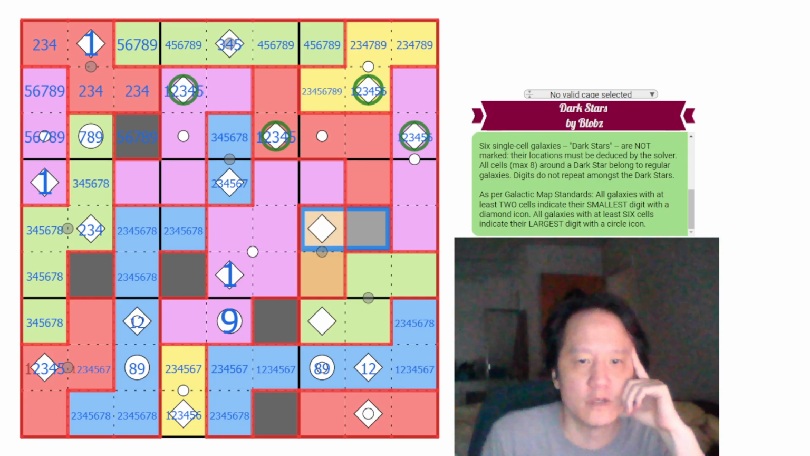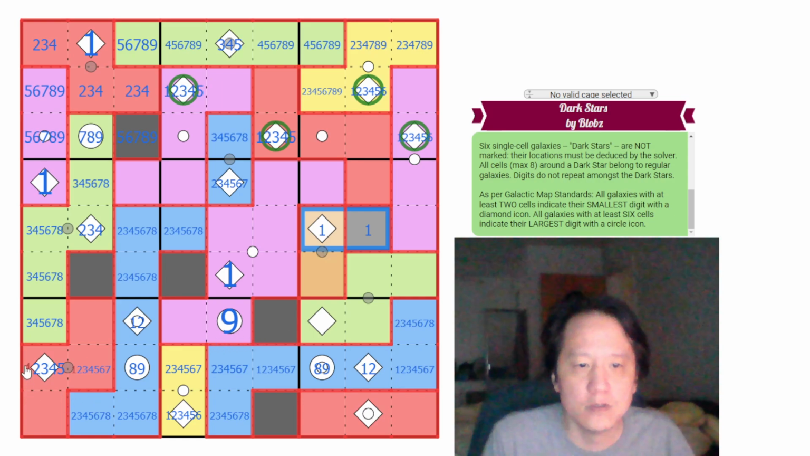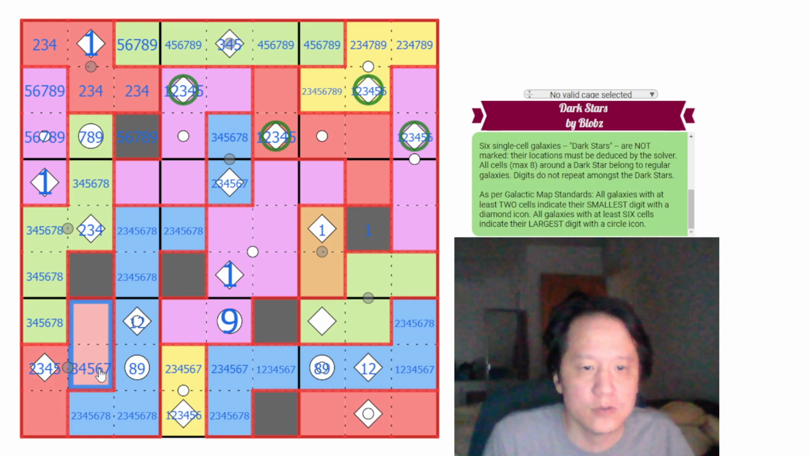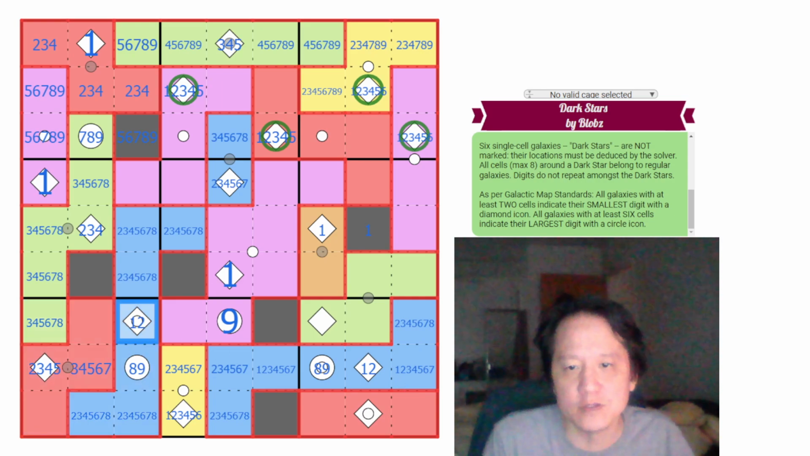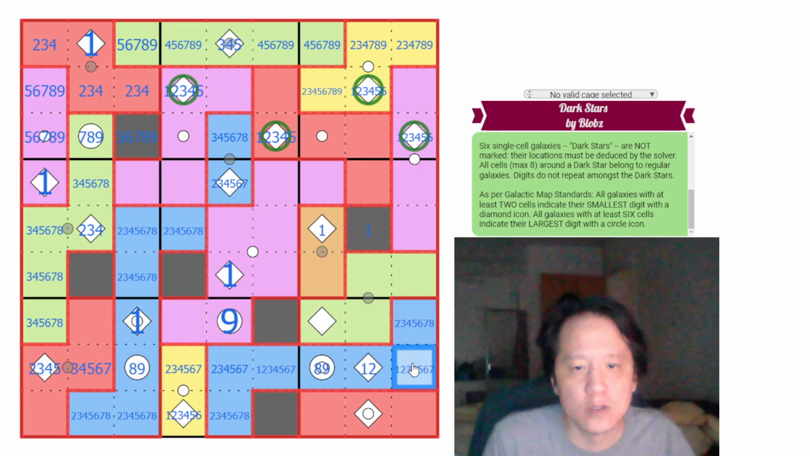This can't be 1. So the 1 is one of those 2. This can't be 1 anymore, so this can't be 2. This can't be 1. This can't be 1. This can't be 1. This can't be 1. So this is 1. So since this is 1, that can't be 1 anymore. This can't be 1. None of these can be 1. So the 1 has to be here, which means this cannot be 1, which means this is 1.